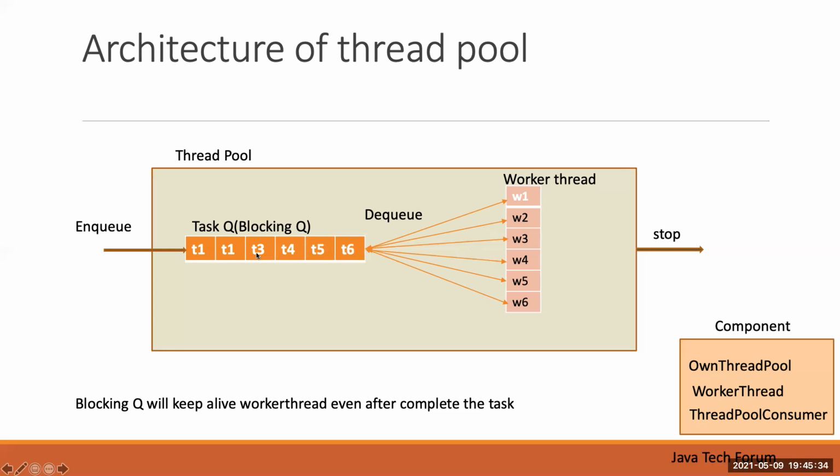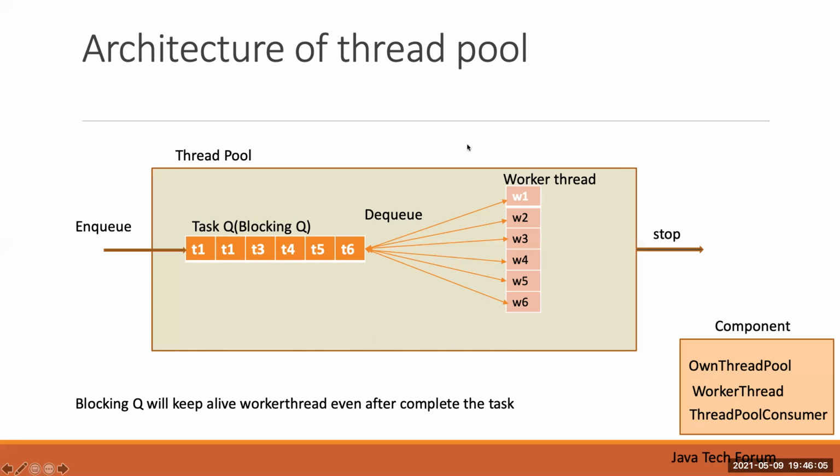Then once it gets a task, immediately any one of the worker threads will pick up this task and execute it. So that is the reason we are using the blocking queue. That is the special capability of the blocking queue. We'll see the blocking queue properties in detail in the next video. Okay, so this is the architecture. Let's see it now one by one.